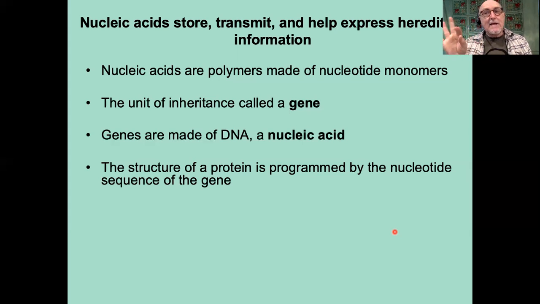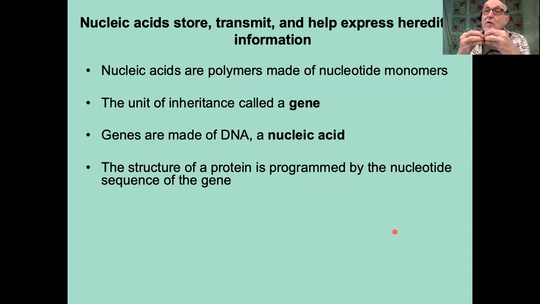But here's the thing, they each have their individual identity, but you can join them together. They could be joined together in any order. So the number of orders that they could be joined in is infinite. The cell joins them in a very specific order. And that order of nucleic acids actually means something.